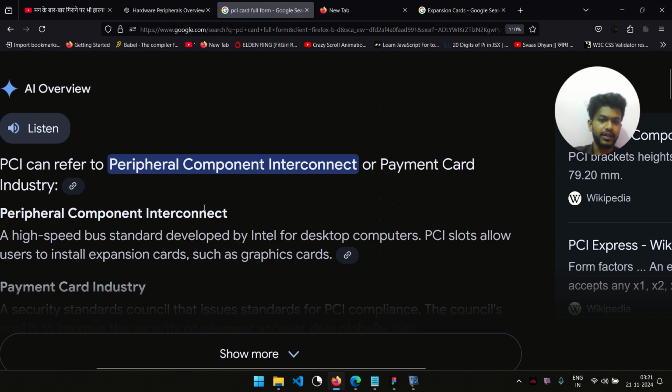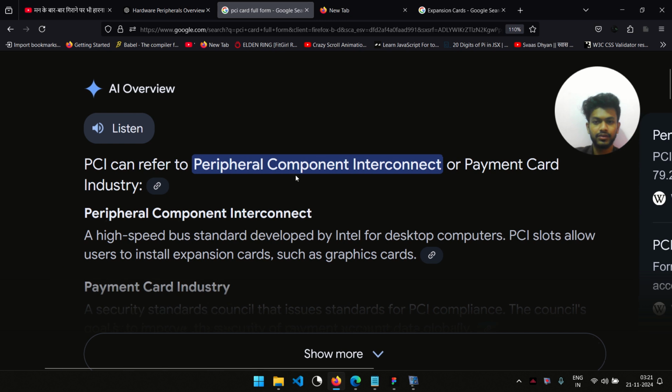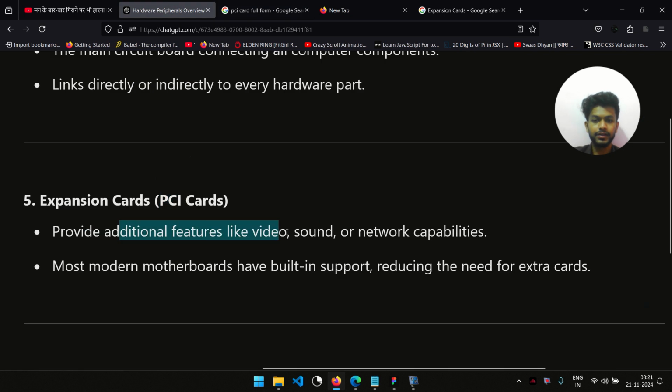Peripheral component interconnect. PCI cards provide additional features like video, sound, and network capabilities. Modern motherboards have built-in support, reducing the need for extra cards.